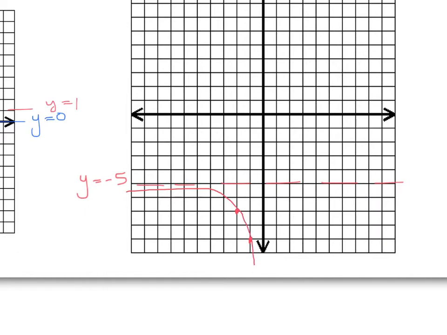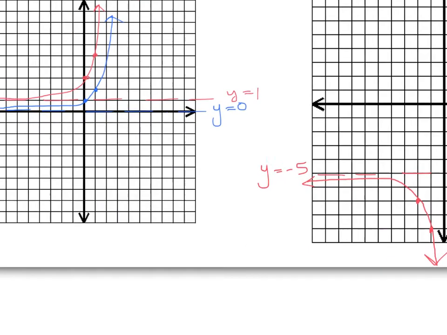So see how the range now is different? Yes, the domain is going to be from negative infinity to infinity because this is going to extend. There's no limitation for it. It's going to go to the right. But the range, you cannot go beyond this. So it's going to go down. So it's from negative infinity all the way to negative 5. So this is how the range is affected.